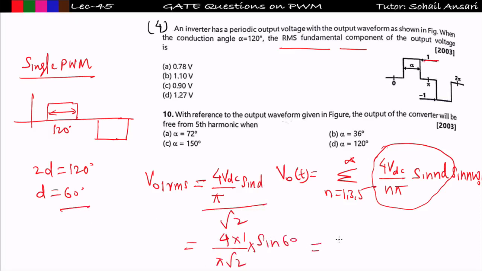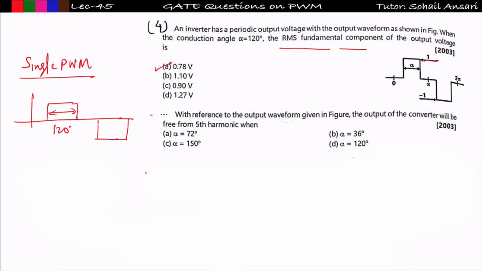So solve this, it will be equal to 0.78 volt. Whatever I taught you is more than enough to deal with any kind of problem related to the GATE exam. So option A is correct. Now see the second part. This is the second part.